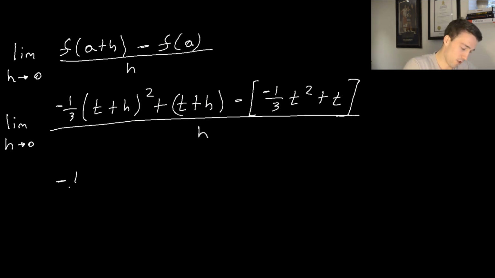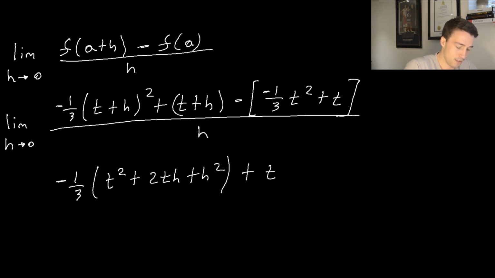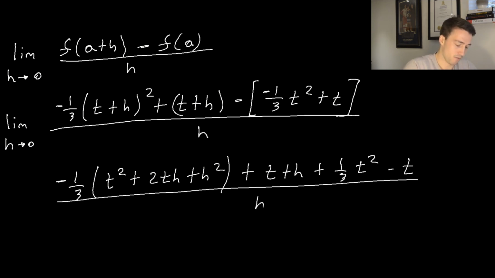So first we have negative 1 over 3, and this is a perfect square positive trinomial, so that's going to be t squared plus 2th plus h squared, and then this will just be plus t plus h. Now if I distribute this negative in, it's going to be plus 1 over 3 t squared minus t, and this is still all over h, and of course we're taking the limit as h goes to 0.